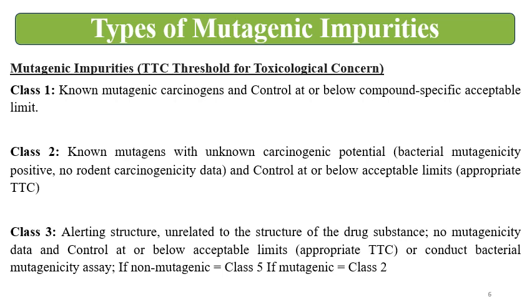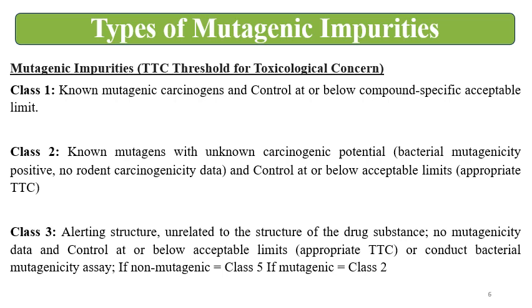Then class 2, known mutagens with unknown carcinogenic potential. These are mutagens but their carcinogenic potential is unknown. Bacterial mutagenicity is positive and no rodent carcinogenicity data is there. And these are controlled at or below the acceptable limits, that is, the appropriate TTC. TTC is the threshold of toxicological concern, and generally TTC is 1.5 mg per day.